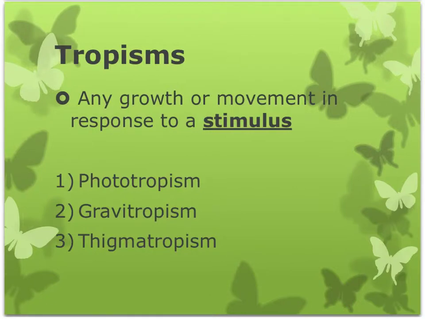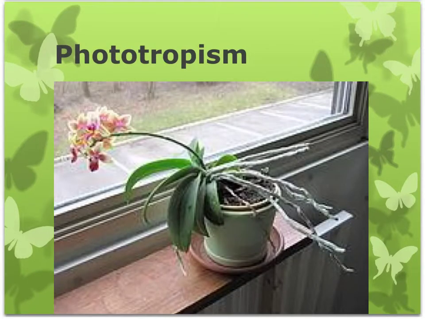Any growth or movement in response to a stimulus is called a tropism. And in plants, there are three major tropisms that we will talk about: phototropism, gravitropism, and thigmotropism. Starting with phototropism, phototropism is a tendency of plants to grow toward the light. In this picture, this plant is growing toward the windowsill because that's where the light is.